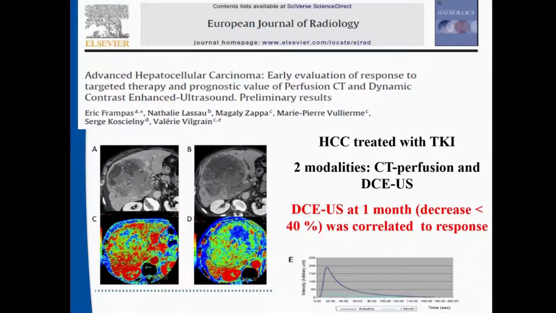With Professor Vilgrain, we tried to compare CT perfusion and DCUS at 1 month on hepatocellular carcinoma. When we compare both examinations, only the DCUS was able to predict the response at 1 month.